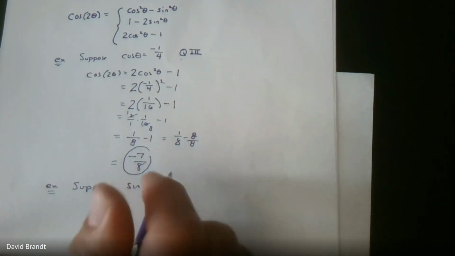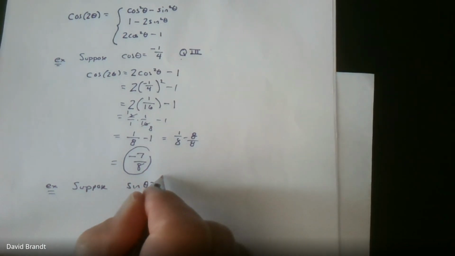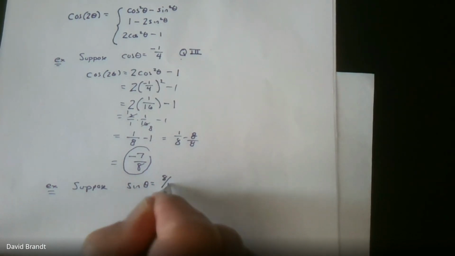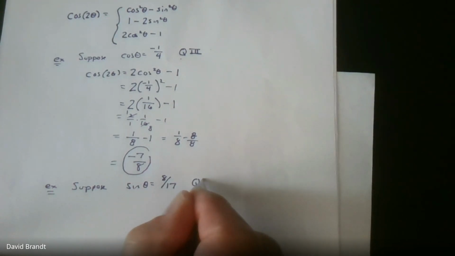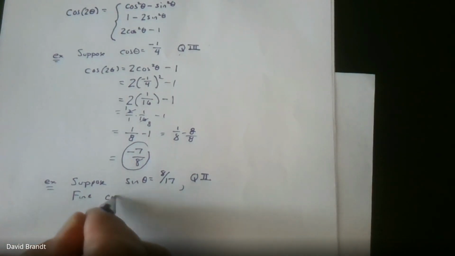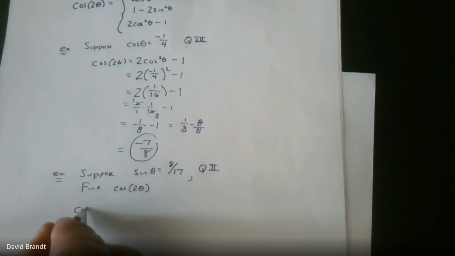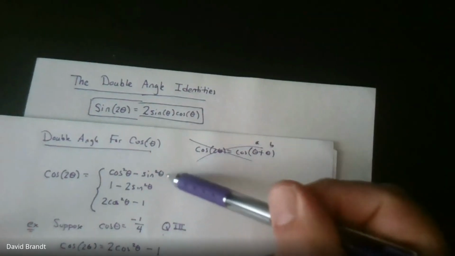Let's suppose sine theta is equal to 8/17, and that is in quadrant 2. All right, find cosine of 2 theta. Well, let's write the formula down. Cosine of 2 theta. Now, which one are you going to use? Remember, for cosine, you have a choice. If I'm given sine, which of these 3 do I want to do?